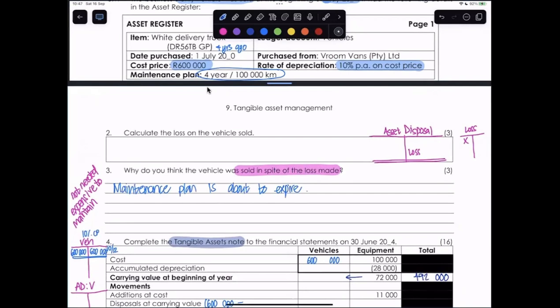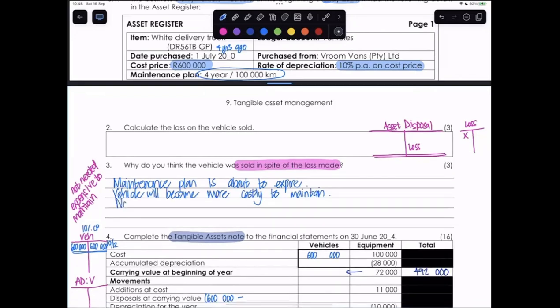Which means that it would become much more costly to run. You could also add in things like it's not needed anymore, or a new vehicle suits the needs better, etc. Remember that this is for 3 marks, so you need to have at least 3 valid independent points, or explain in detail. You need to have 3 good ideas for that.